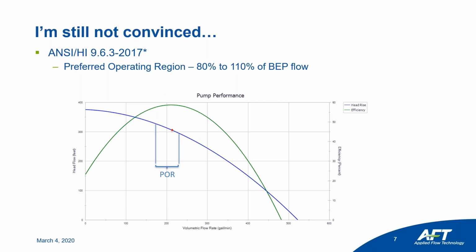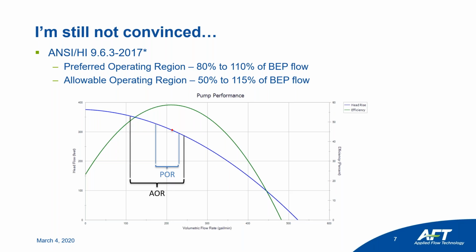The next step up from the preferred operating region is the allowable operating region. That ranges from 50% to 115%. So that would be 50 gallons per minute and 115 gallons per minute in our simple example. Visually, that looks a bit like this. So one thing to notice is you can see the wide expanse that we gain from going from preferred to allowable, but we only gain a very small amount on the upper end.